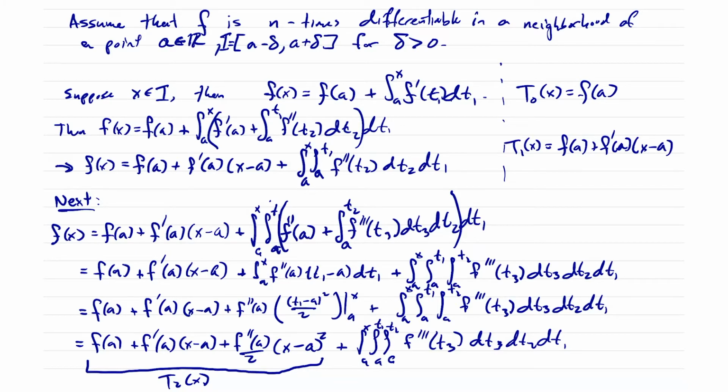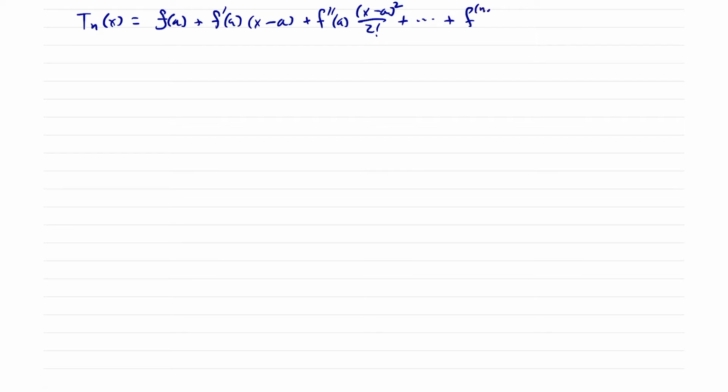All right, so that gives you an idea how to find these Taylor polynomials, and more generally, what we're going to find is that Tn of x is equal to f at a plus f prime at a times x minus a plus f double prime of a times x minus a squared divided by 2 factorial plus all the way down to the nth derivative of f at a times x minus a to the n divided by n factorial.